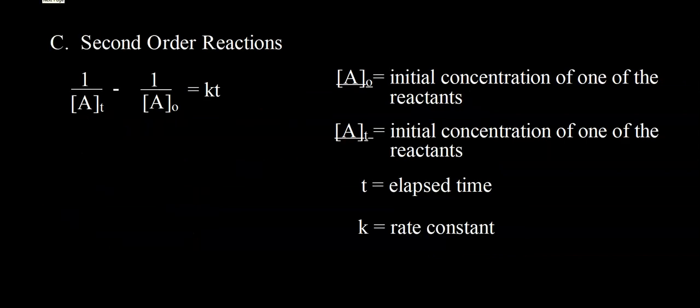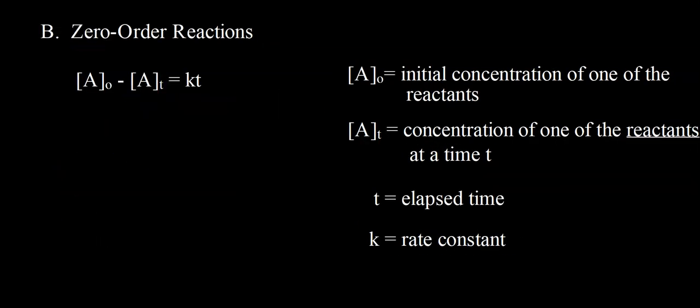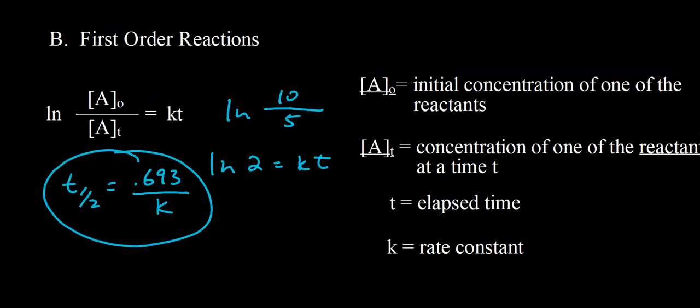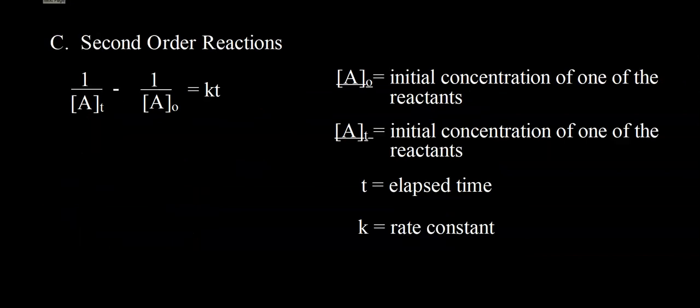All right, second order, we get this, the inverse of the concentration of AT. So it's different order than last time, so be careful. Minus 1 over A naught equals KT. So going back to kind of trying to remember all of this stuff, zero order, it's just difference in concentrations. Be careful, it's A naught minus AT. First order, we got natural log of A naught minus natural log of AT, or natural log of A naught over AT. And then second order, inverse AT minus A naught. So pick the appropriate equation depending on the order of the reaction.